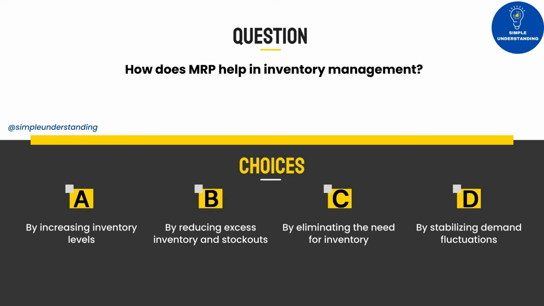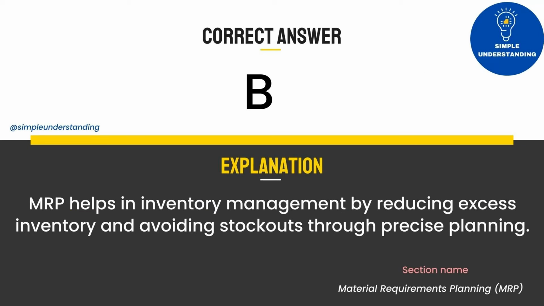3. How does MRP help in inventory management? A. By increasing inventory levels. B. By reducing excess inventory and stockouts. C. By eliminating the need for inventory. D. By stabilizing demand fluctuations. Correct answer: B. Overall explanation. MRP helps in inventory management by reducing excess inventory and avoiding stockouts through precise planning.